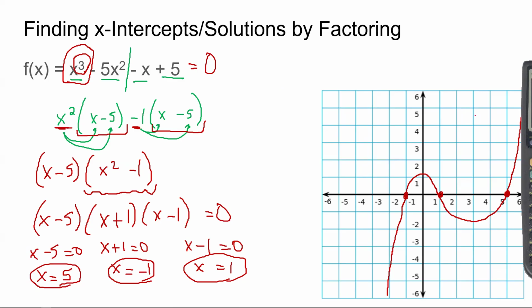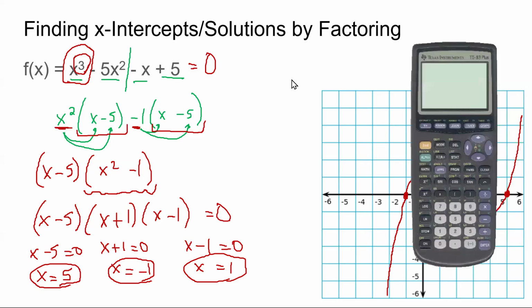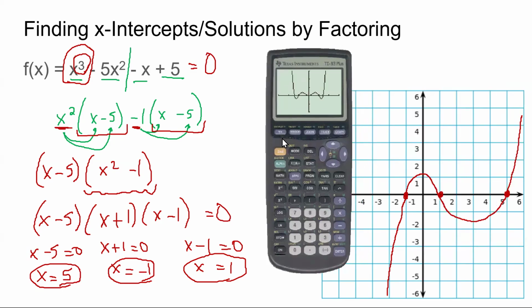We'll confirm that with the calculator, but if I can find, there we go. And I've got that weird scale, so I may have to change that up here. But here is x cubed minus 5x squared minus x, and then plus 5. And we graph, and you can see some of it there. Let's go to Zoom Standard.